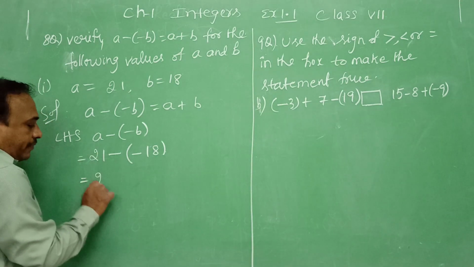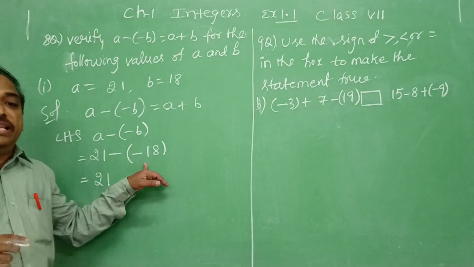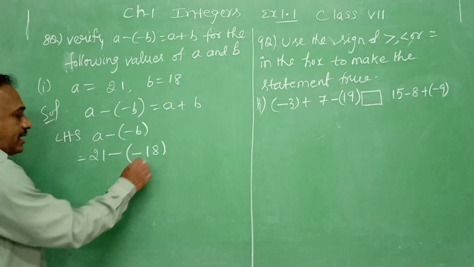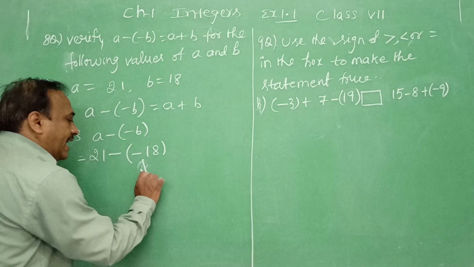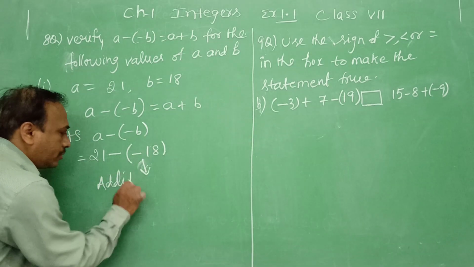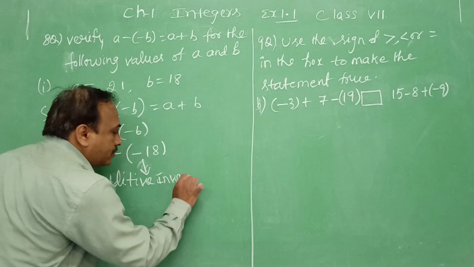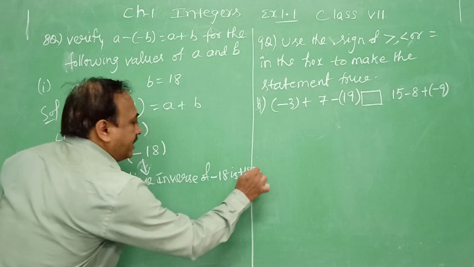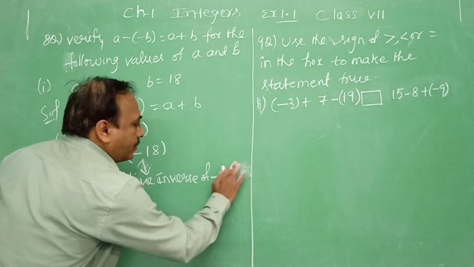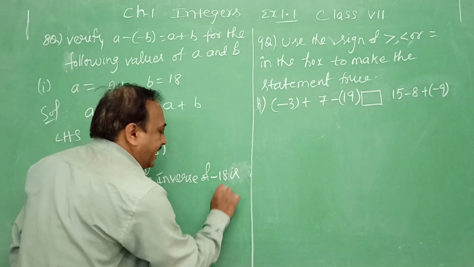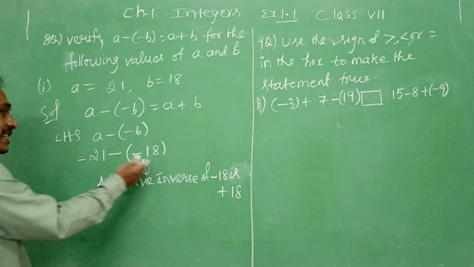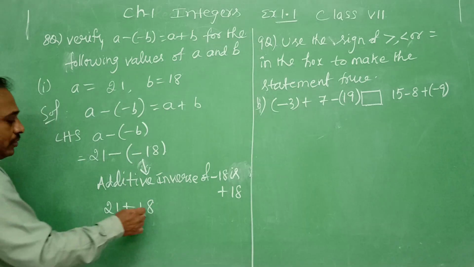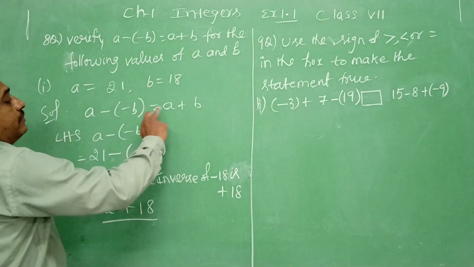Now you check it here: 21, when we subtract, the additive inverse of minus 18 is what? That is plus 18. So we add the additive inverse. The additive inverse of minus 18 is plus 18. So when we subtract, we add. So 21 plus 18. You see now, 21 plus 18. You got it, which is equal to a plus b.